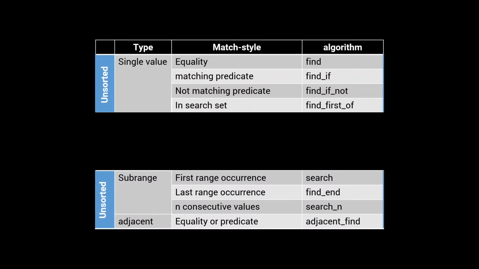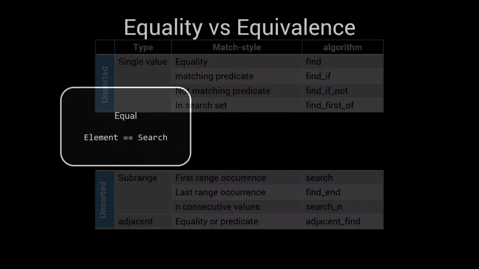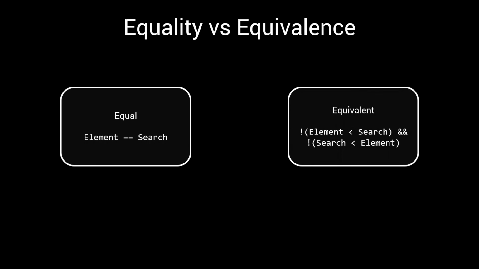But before we have a look at them, I should first talk about the difference between equality and equivalence. The search algorithms that operate on unsorted ranges look for elements that are equal. At the same time, the search algorithms that operate on sorted ranges only use the less than operator when trying to find the elements you are searching for. And as a result, they can only find elements that are equivalent to the element you are searching for. An element A is equivalent to an element B if A is neither smaller than B nor B is smaller than A. For most cases, equality and equivalence boil down to the same thing.